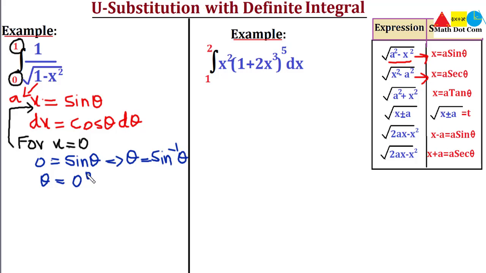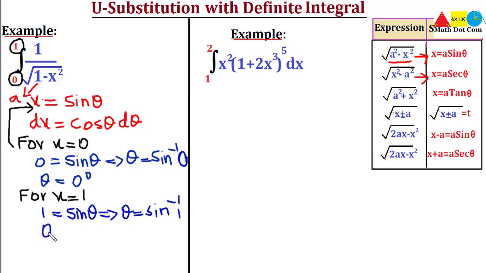Then for x is equal to 1, we have to put this value of x: 1 is equal to sine theta, which implies that theta is equal to sine inverse of 1. So sine is 1 when theta is equal to pi by 2, that is 90 degrees. So we have got the values of the limits in terms of theta. Now we just need to put these values in the question to get what we want. So let's put it back and see what we get.